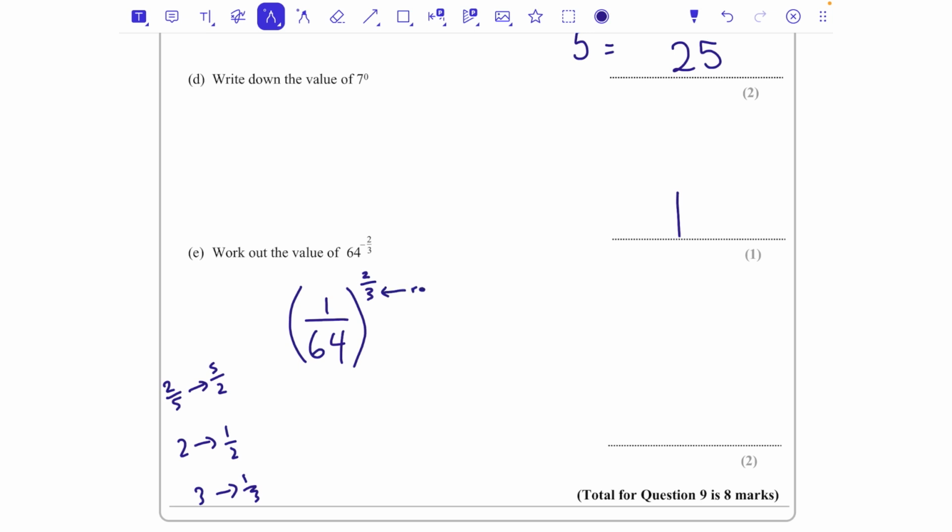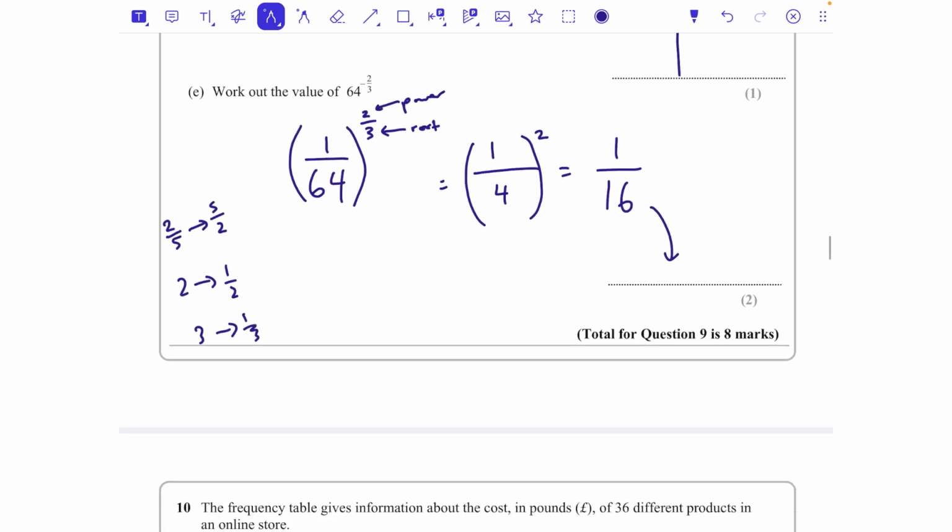Now we root by the bottom and do the power of the top. So the first thing I want to do is the cube root. The cube root of 1 is 1. And the cube root of 64, something times something times something that makes 64, that is going to be 4. And I then just need to square it, and those values squared, 1 squared is 1, and 4 squared is 16. So 1 over 16 is your final answer for that one.